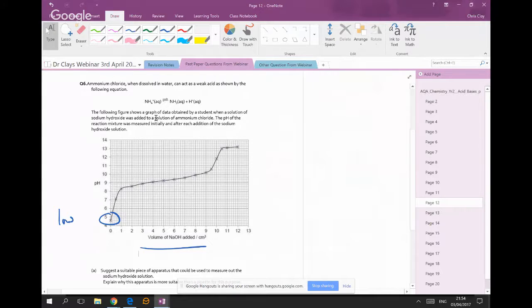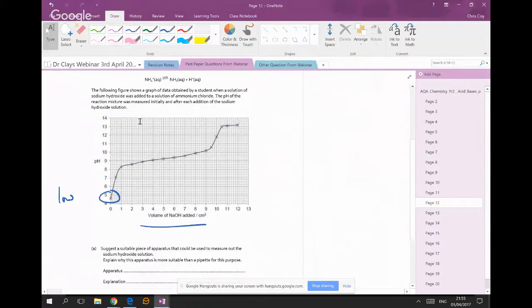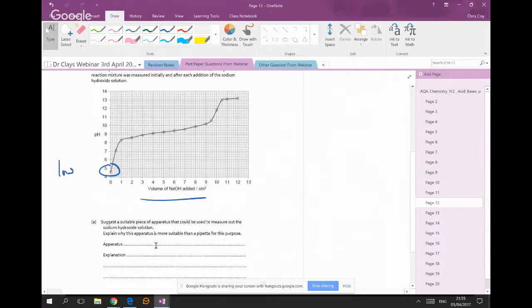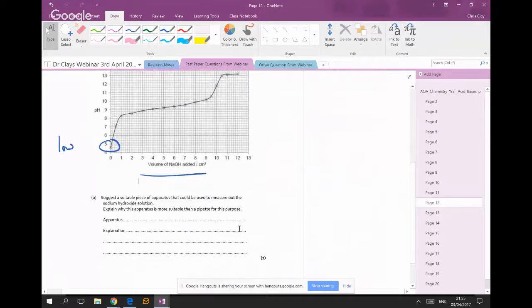The following figure shows a graph. Ammonium chloride, when dissolved in water, can act as a weak acid as shown by the following equation. So there, the ammonium is acting as an acid. Ammonia is going to act as a base in the opposite direction. Suggest a suitable piece of apparatus that can be used to measure out the sodium hydroxide solution. So there, practical question, make sure you're going to get this correct.